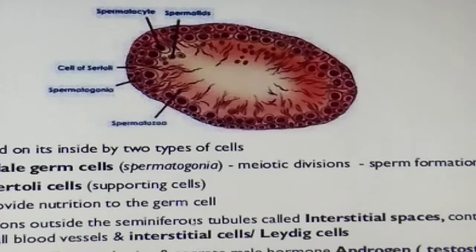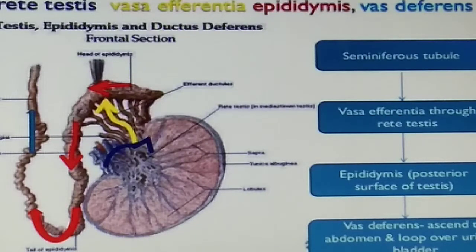Now students, the region outside the seminiferous tubule is called interstitial spaces. Fine, it contains small blood vessels and interstitial cells or Leydig cells. So talking about outside the seminiferous tubule, we have the Leydig cells. Now students, what is the function of these Leydig cells present in the region outside the seminiferous tubule? They basically synthesize and secrete the male hormone that is called androgen. And what is the male hormone? Testosterone.